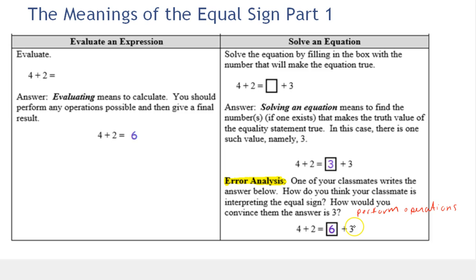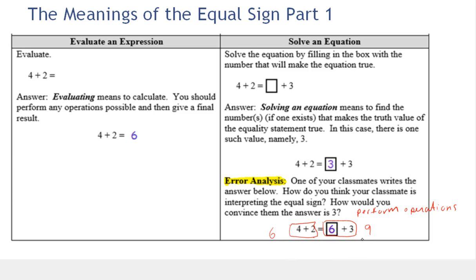That's actually not what it means, but that's how you tend to interpret it after all this time of reading these from left to right. So this person is thinking, add the 4 plus 2 and the answer is 6. The way to convince them that the answer is 3 is perhaps to look at a balance scale. They have to look at this entire expression and this entire expression, and that's what we want to be equal. This equals 6, 6 plus 3 equals 9, 6 does not equal 9, so this is a false statement.